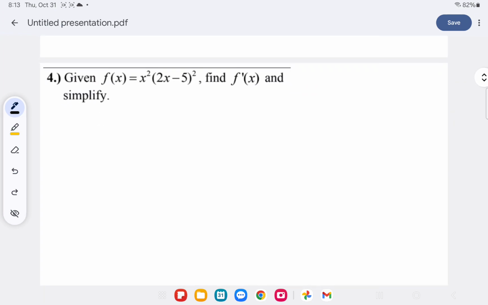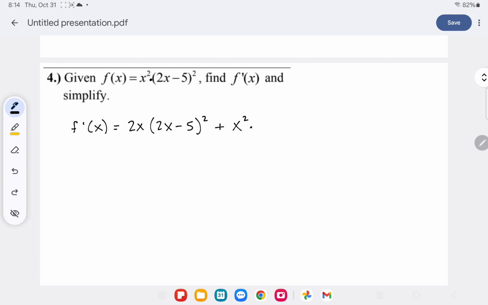All right, we've got a couple of rules we have to use on this one. We've got the product rule because we have two functions that are being multiplied by each other, and we have power rules we're going to have to use. So on this one, I am going to take the derivative of the first times the second plus the first times the derivative of the second.